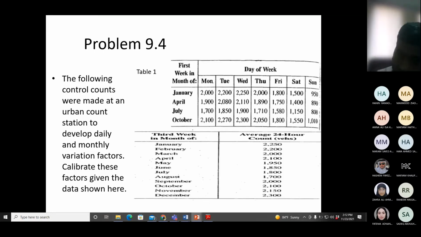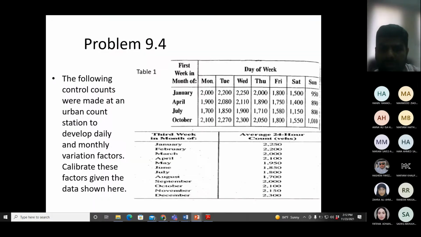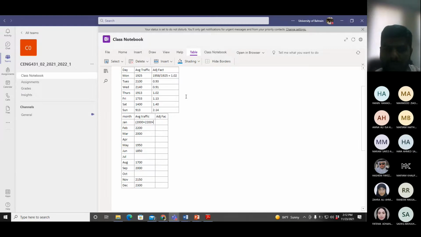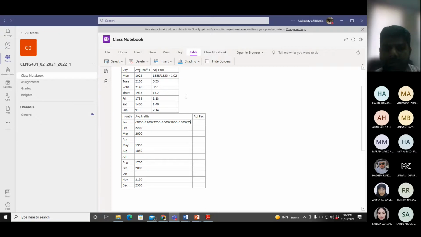Okay, now for January, what will happen? For January, I have two sets of values. The first set is this one, which is basically 7 days, right? 7 values for January. So I'll just add these seven values here: 2000 plus 2200 plus 2250 plus 2000 again plus 1800 plus 1500 plus 950. There's no problem or confusion about these 7 values. You just add them.